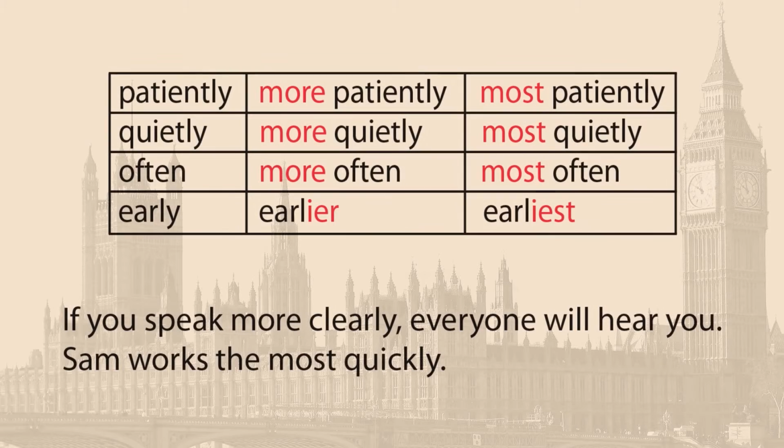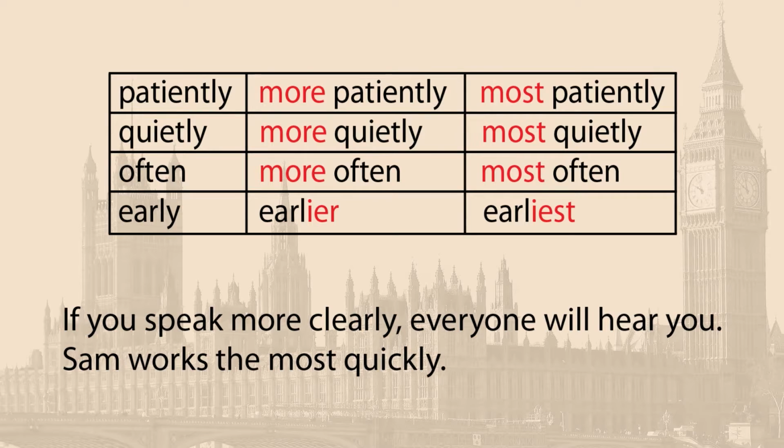Most adverbs in the English language are 2 or more syllable words. Therefore, they make their forms for comparison using words more or most. For example, patiently, more patiently, most patiently. Quietly, more quietly, most quietly. Often, more often, most often. If you speak more clearly, everyone will hear you. Sam works the most quickly.